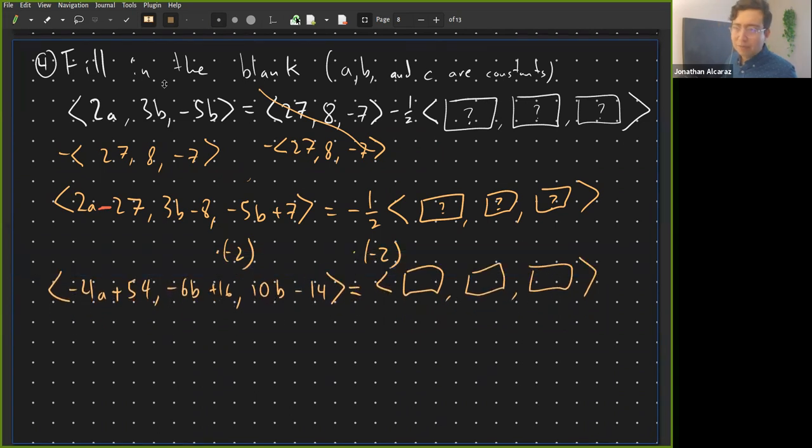So an alternative way to do this, setup.